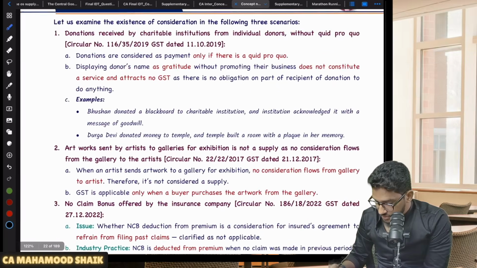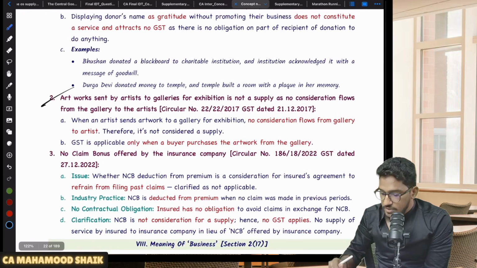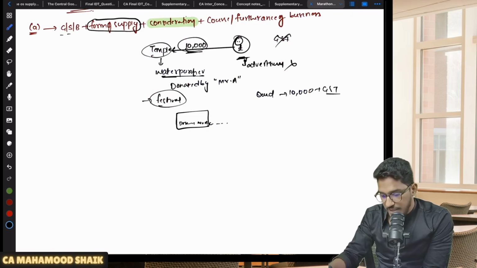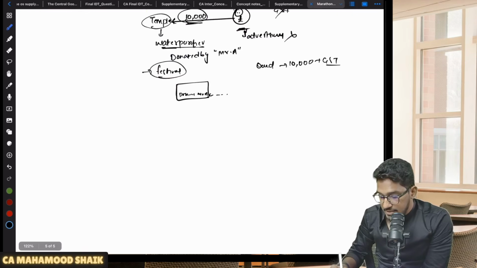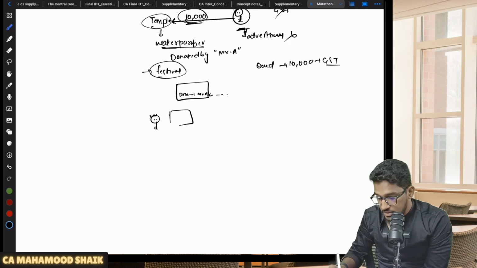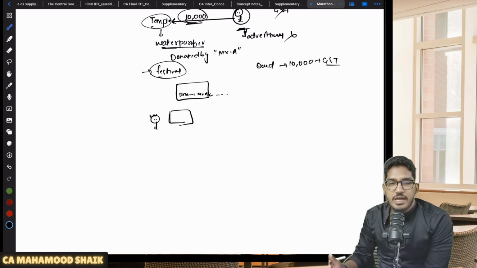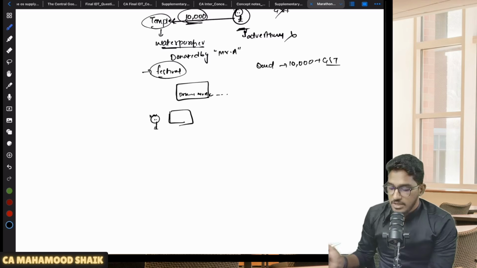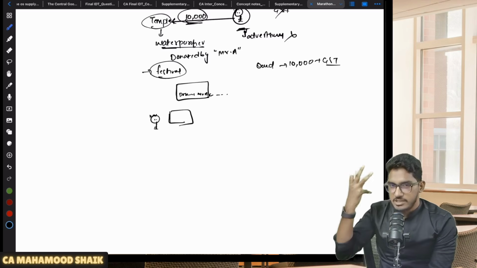Now there is one more circular. The second point, this also I will try to tell you: artworks sent by artist to galleries. Sir, what is it? Let us say I'm a very famous artist. I drew one excellent painting. I took a canvas and one paint brush, and just splashed some colors on that canvas. It became an excellent painting.